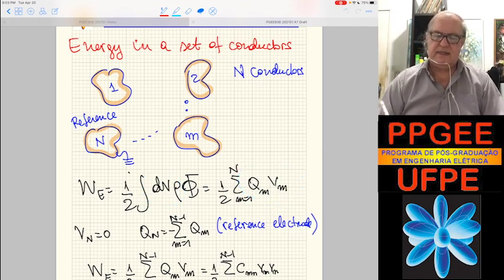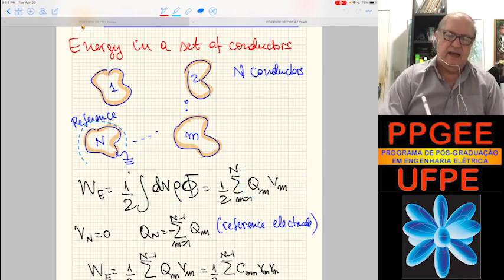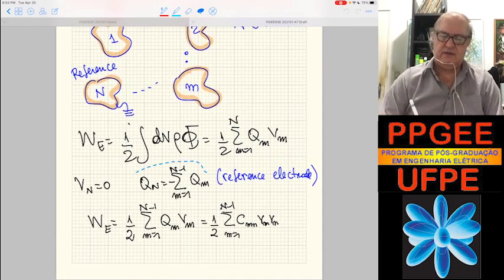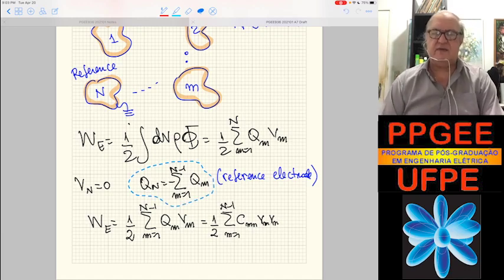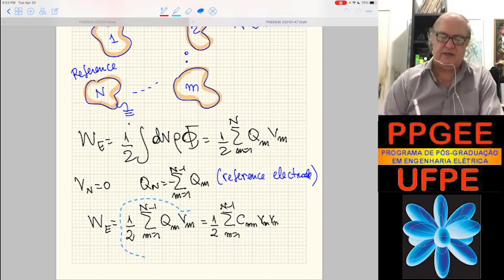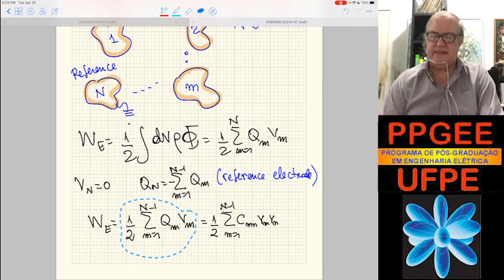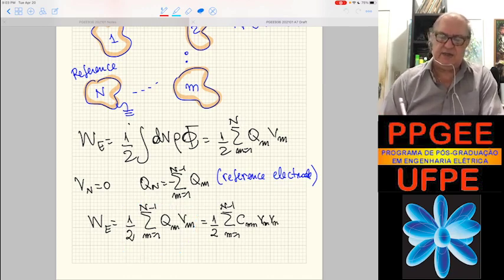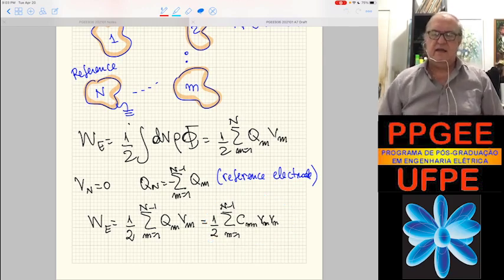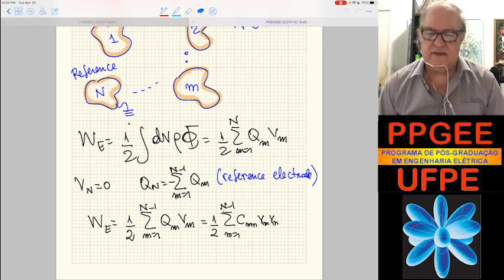Okay, recall that the nth electrode is grounded, so I can use this condition here. The charge on the nth electrode is such that the system is electrically neutral, for instance. I can use our relationship between charge and capacitance to show that the energy for several electrodes will be calculated on the basis of this expression, right? Easy to show, so I leave you to work this out to demonstrate this.